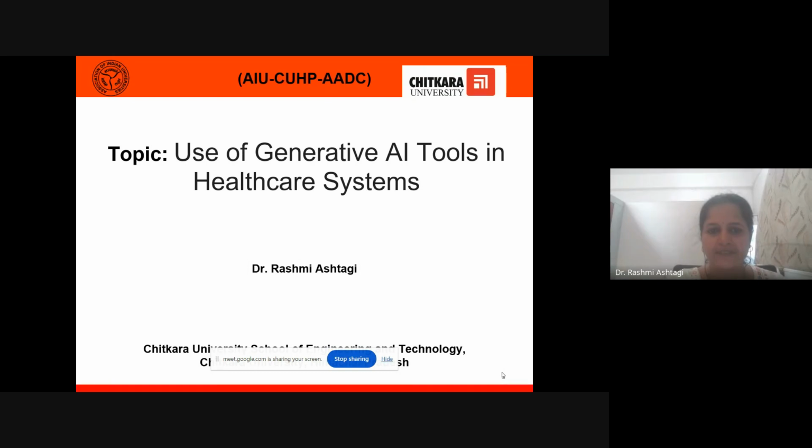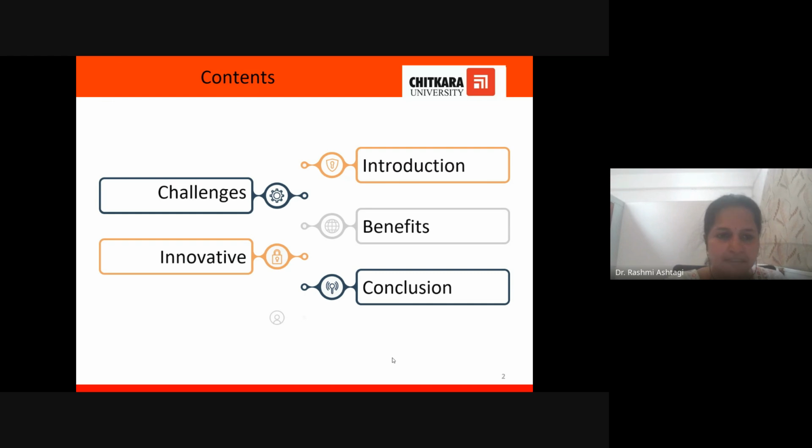So today's topic is use of generative AI tools in healthcare systems. First, before understanding about generative AI, we need to know what is AI. Then we need to know what is machine learning, deep learning, and then it comes to the part of generative AI. So everyone nowadays is using ChatGPT, Bard, then Gemini. So these are all very different tools we have.